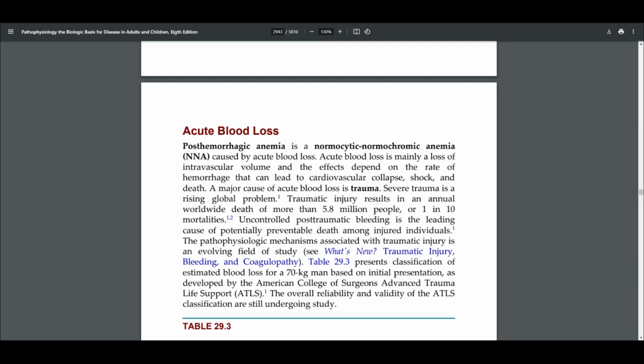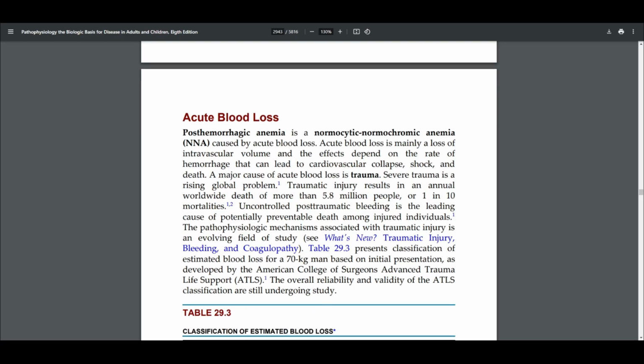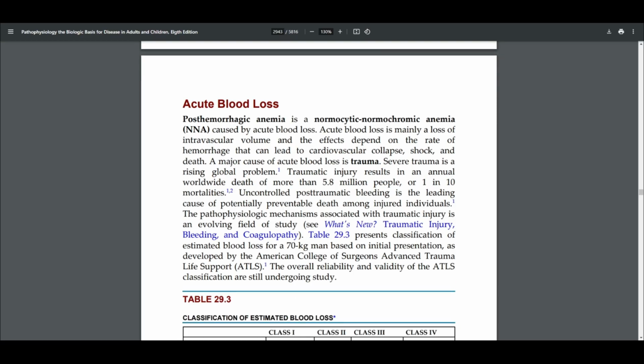A major cause of acute blood loss is usually trauma. Severe trauma is a rising global problem. Traumatic injury results in an annual worldwide death of more than 5.8 million people, or about 1 in 10 mortalities. Uncontrolled post-traumatic bleeding is the leading cause of potentially preventable death among injured individuals.